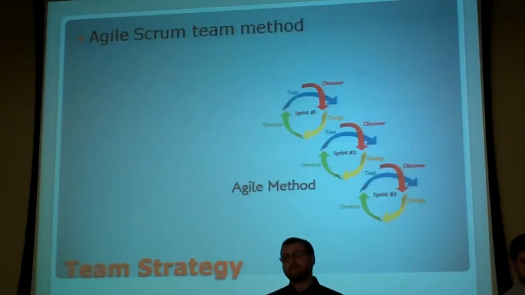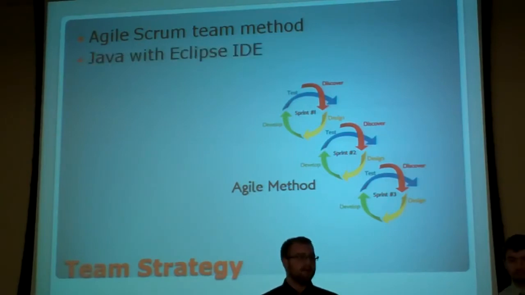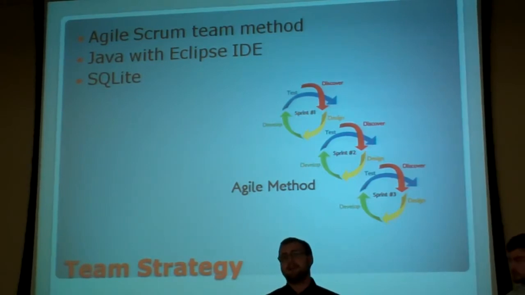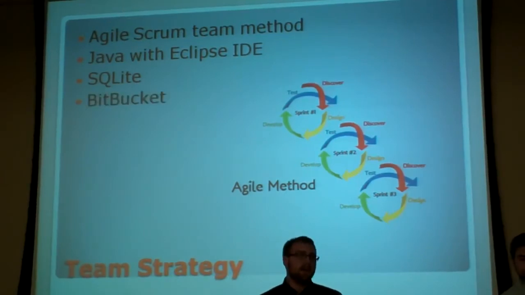Our team strategy: we've been using the Agile method. We've been having weekly Scrum meetings, and we've been meeting regularly with our advisor and with our client. We do have a prototype to show you today. We've been developing in Java with the Eclipse IDE, and we've been using SQLite for a client-side database to store the data that comes out of these XML files. We've been using Bitbucket for our repository, Mercurial for version control, and Jira for issue tracking.